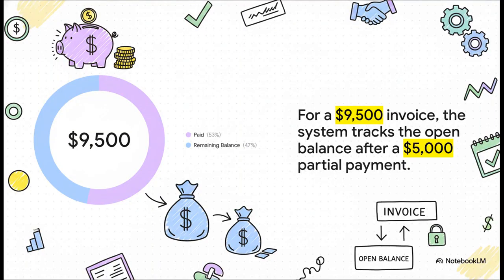But life isn't always that neat and tidy, is it? So what happens if a customer only pays part of an invoice? No problem. The system handles this seamlessly. If they pay $5,000 on a $9,500 invoice, the system just keeps that remaining $4,500 as an open balance. It tracks exactly what's still owed, down to the penny.